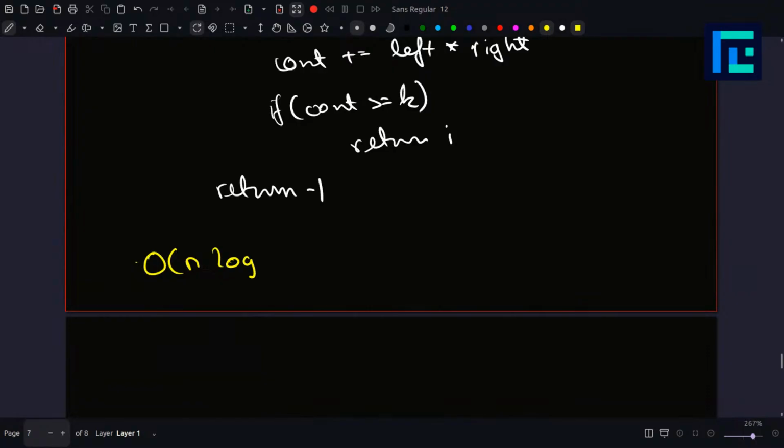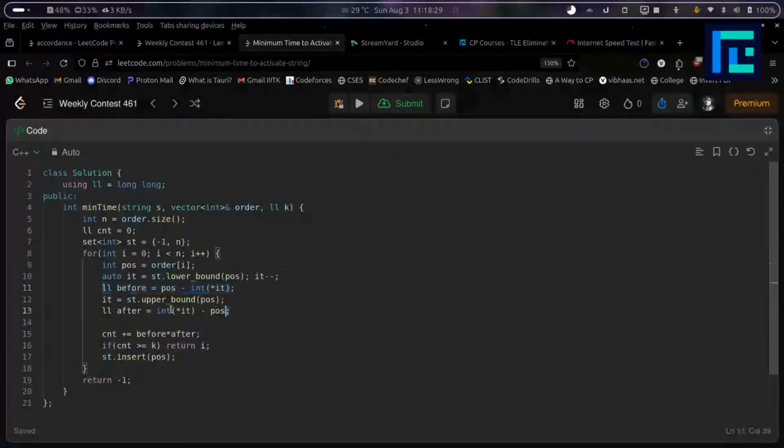Similarly, I'm going to do an upper bound and find the next star after this. And then I found my before and after. So this is my left and right. And I increase my count by left times right, so before times after. So these are the newly formed strings with the star in them.